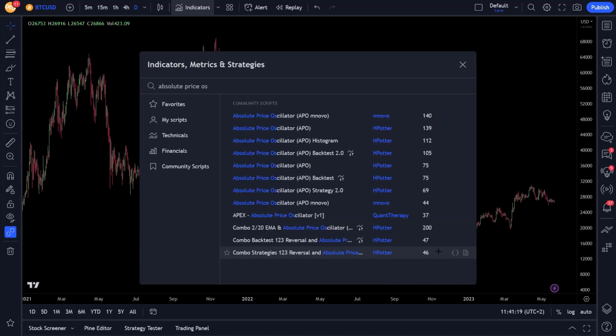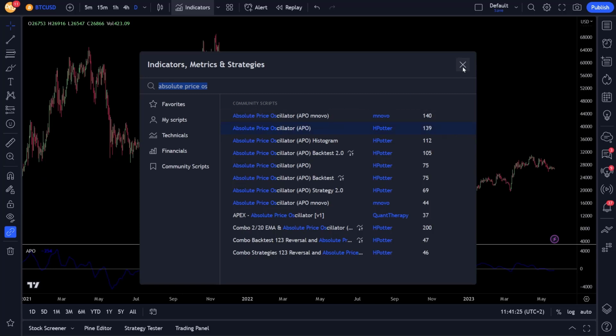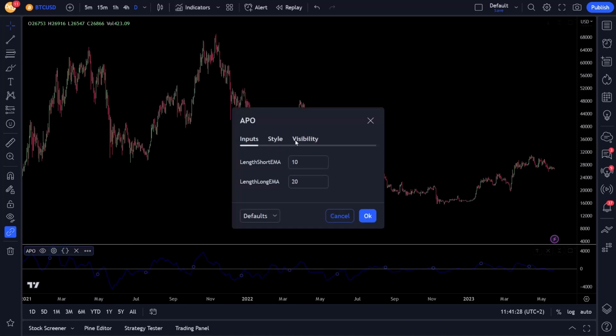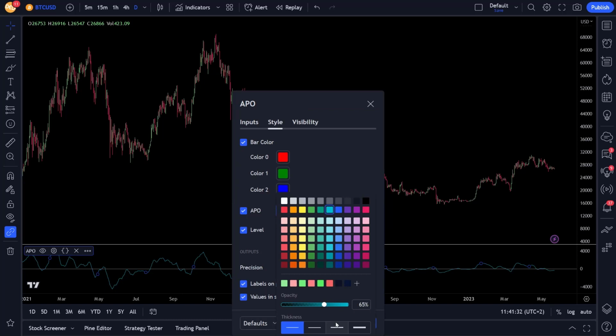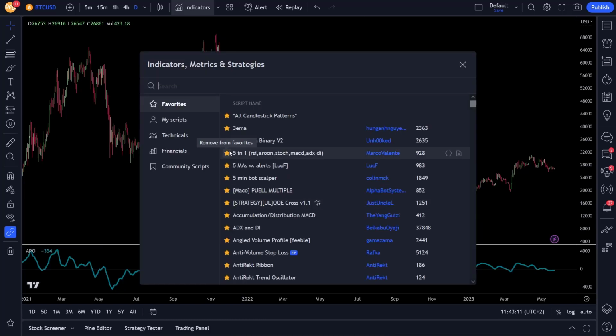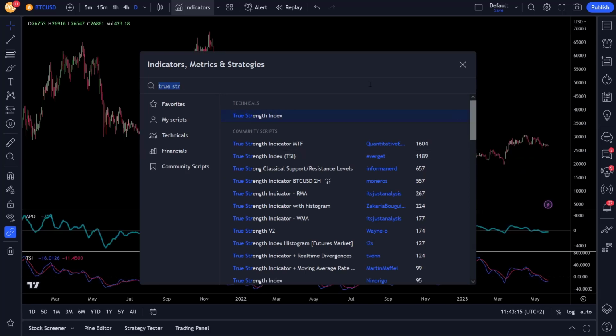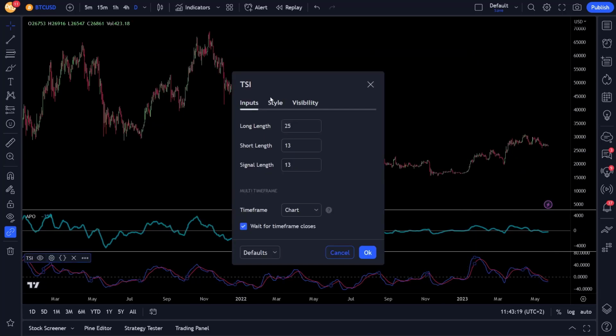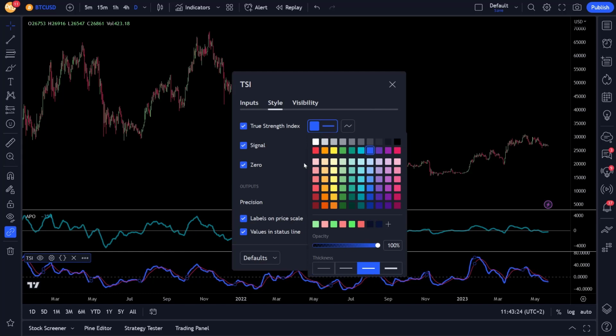The A stands for APO or Absolute Price Oscillator, which is a technical indicator used by traders and analysts to measure the difference between two moving averages of a security's price. The T is the TSI or True Strength Index, used in financial analysis to measure the strength of a trend over time.